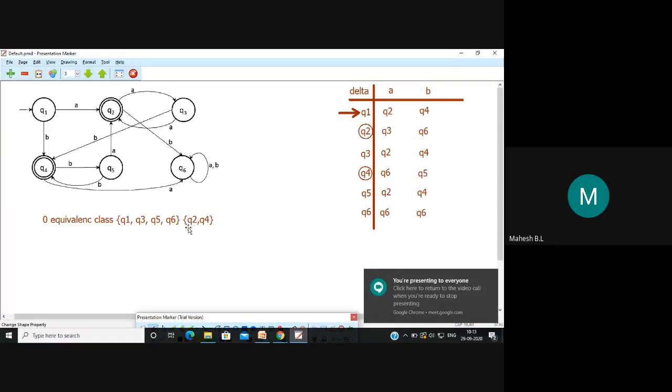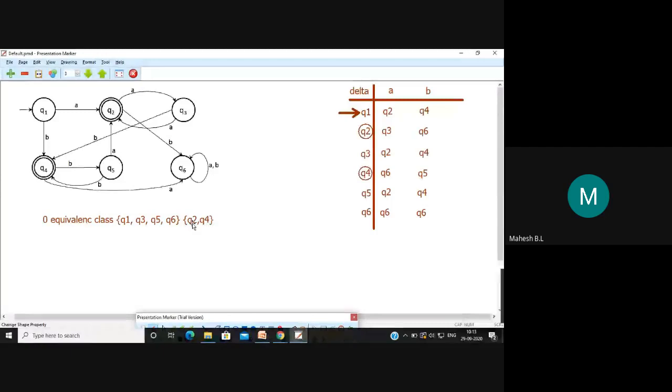So let's consider the class with two elements, Q2 and Q4, and identify whether they are distinguishable or not. Q2 on A gives Q3, Q4 on A gives Q6. Q3 and Q6 are in the same class. Then Q2 on B gives Q6, Q4 on B gives Q5. Q6 and Q5 again are in the same class. That means as of now, we cannot distinguish Q2 and Q4. Then we concentrate on Q1, Q3, Q5, Q6 and check whether they are in the same class or different.